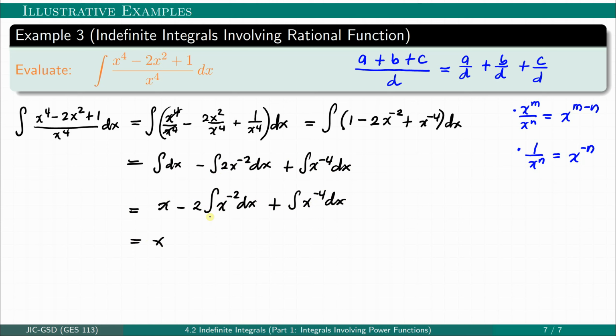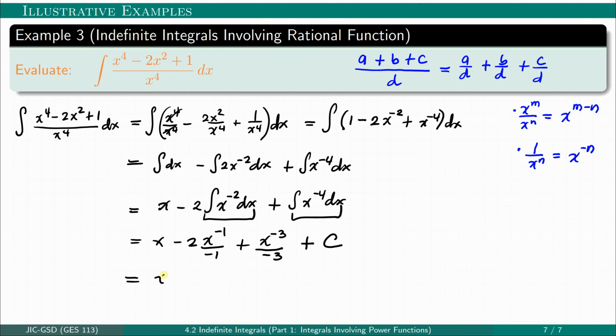So for each of these integrals, we are going to use the power rule. So simply add 1 to the power. So minus 2 plus 1 will be minus 1. So this will be x raised to minus 1 divided by minus 1 plus. Well, the power here is minus 4. Adding 1 to it will give us minus 3. So this will be x raised to minus 3 divided by minus 3 plus a constant.